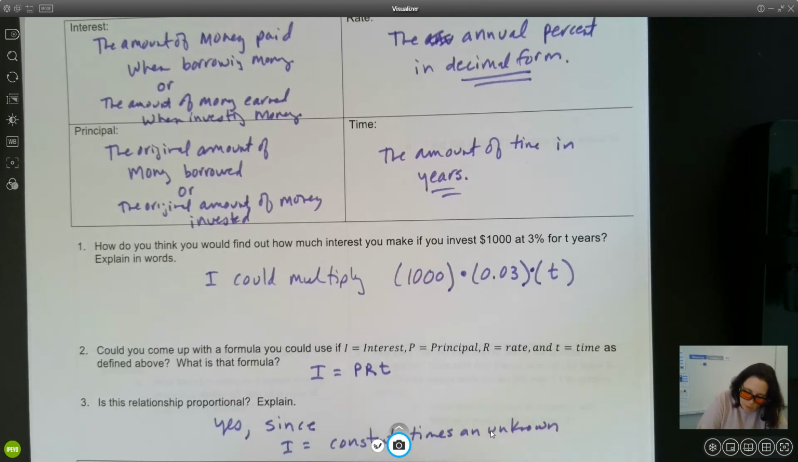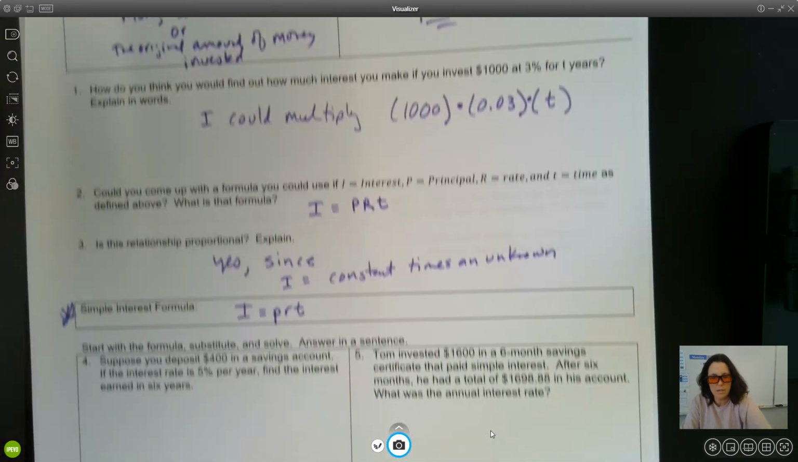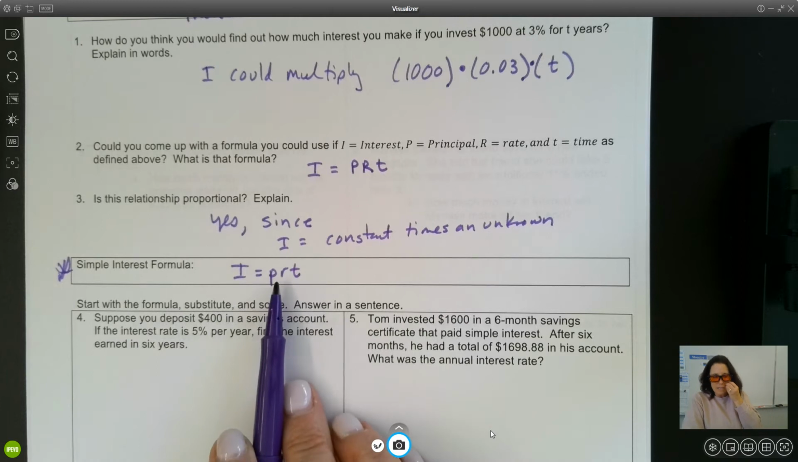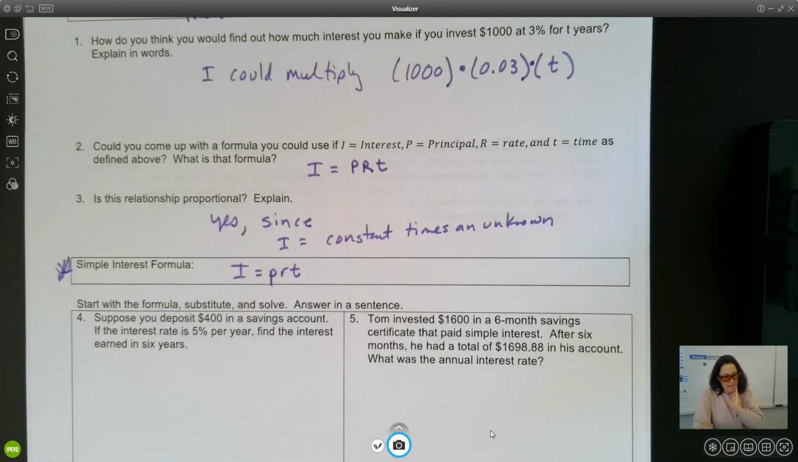Okay, here is your formula. I equal PRT. You need to have that formula. I equal PRT. All right, we've got a handful of these to try.